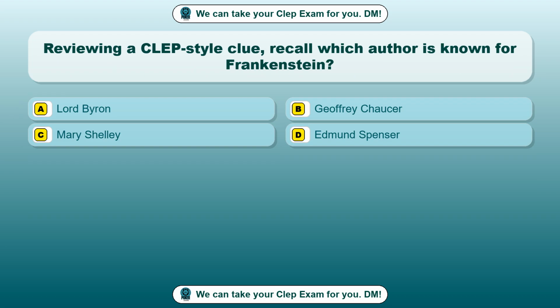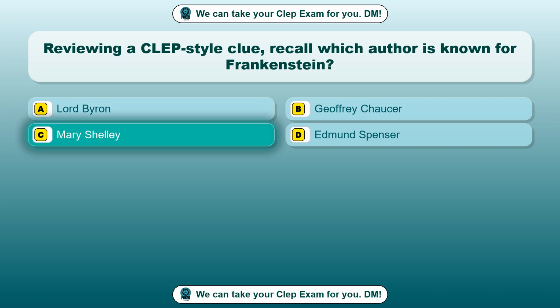Question 49. Reviewing a CLEP-style clue, recall which author is known for Frankenstein? Option A, Lord Byron. Option B, Geoffrey Chaucer. Option C, Mary Shelley. Option D, Edmund Spenser. The correct answer is option C, Mary Shelley.